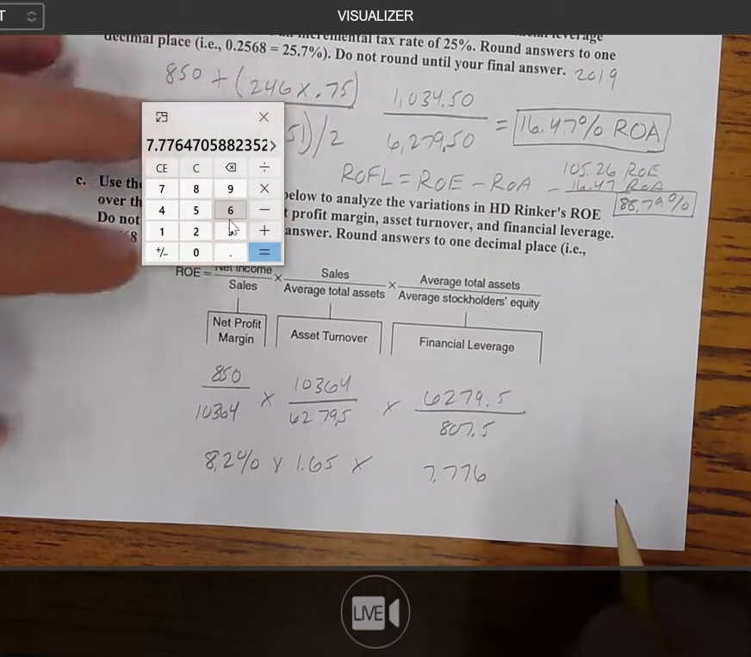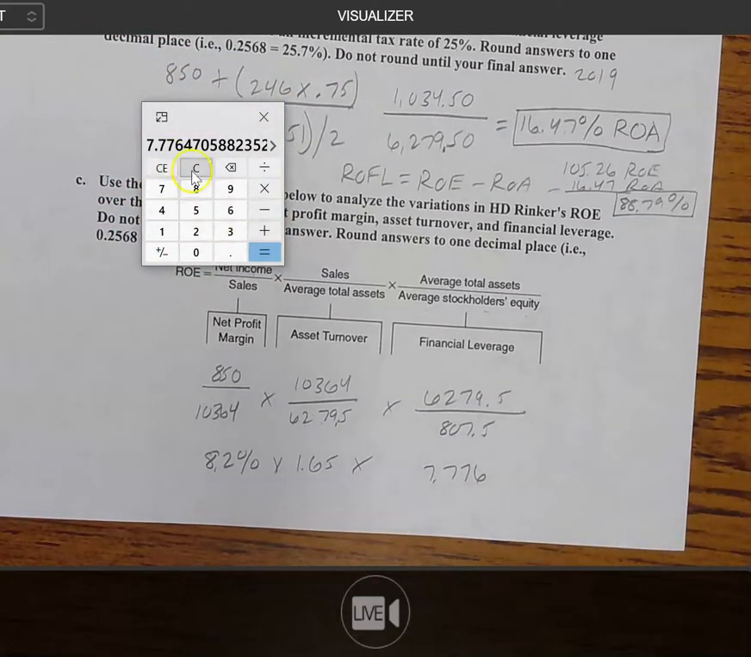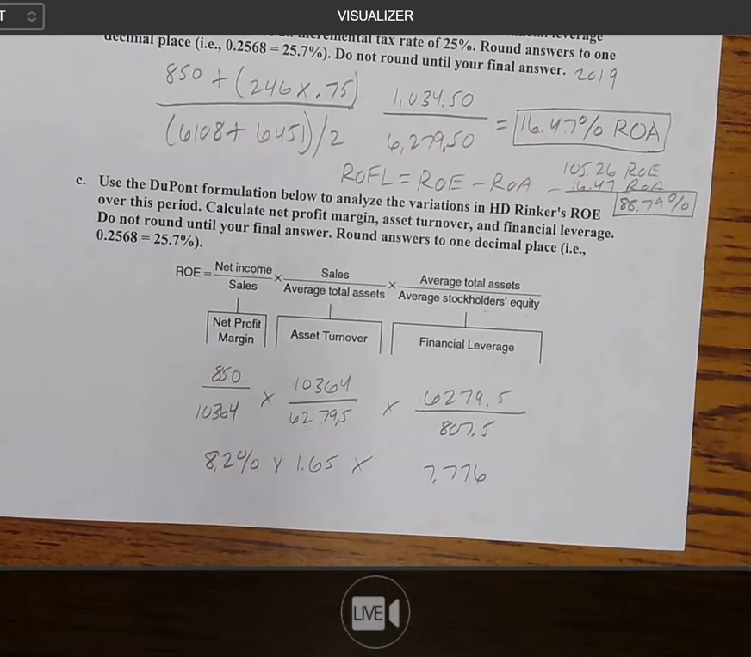All right. So I'm going to be careful here now. We've got our equation here. Now I've got that listed as 8.2%. They say calculate net profit margin, asset turnover, and financial leverage. Well, we've already calculated those, but now to get the DuPont ROE, we actually have to multiply these out.